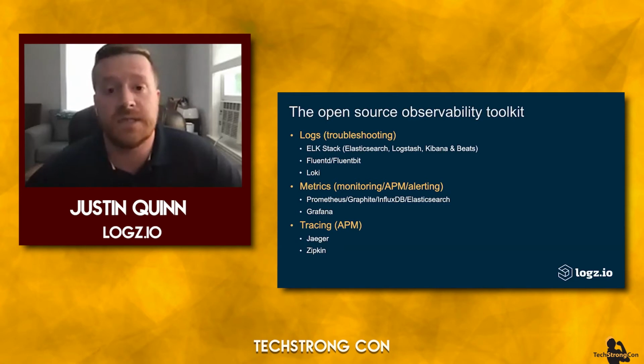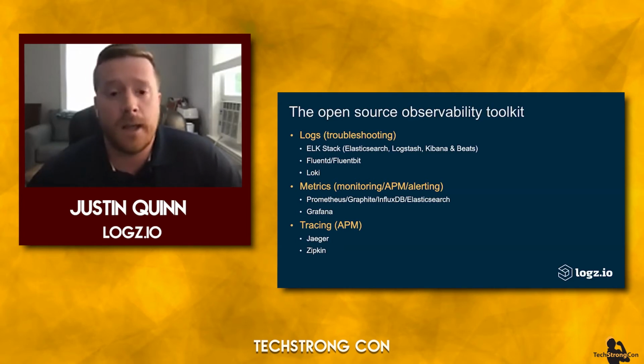You can also use the Beats family, so things like Metricbeat, Filebeat, Winlogbeat to ship that data to the ELK stack. FluentD and FluentBit are also popular open source shippers that are used to ship logs to the ELK stack. The final bullet here under the logs would be Loki. Loki is a logging solution that is made by the users of Grafana Labs. So this is another tool or an alternative to the ELK stack.